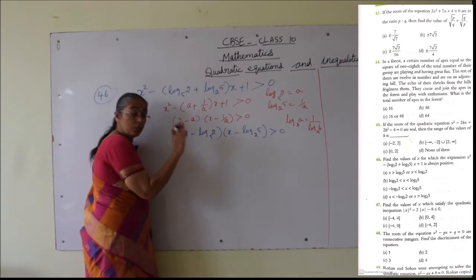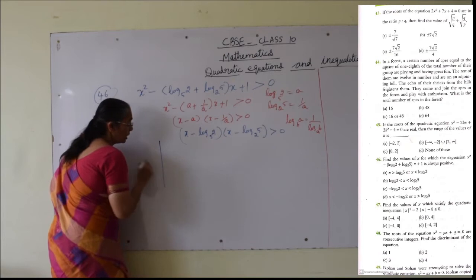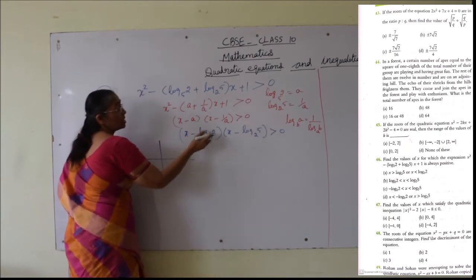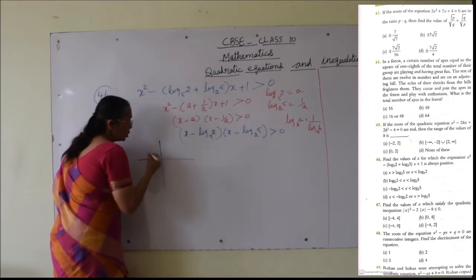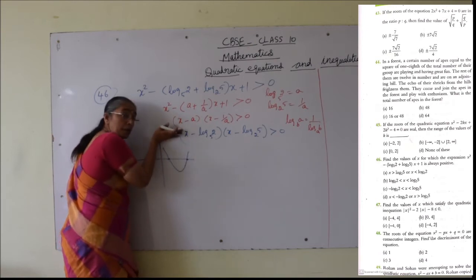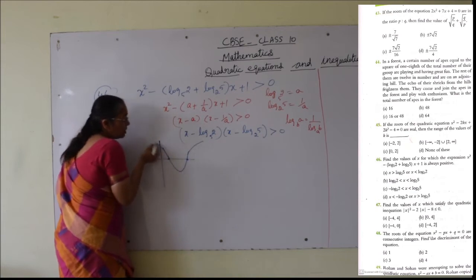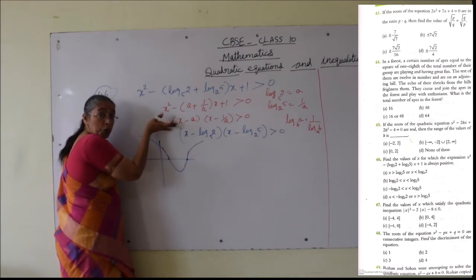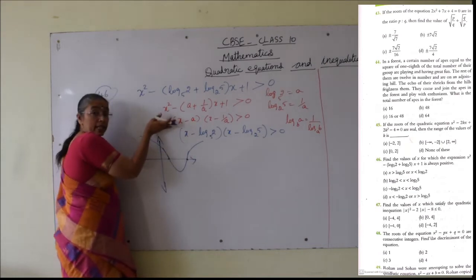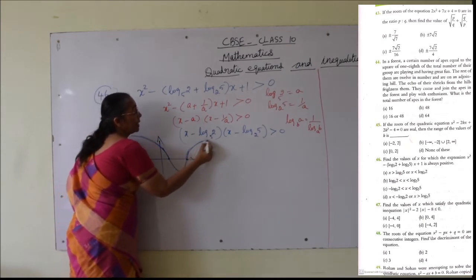When we sketch the graph of this one, there are two roots here. So, how will the graph be? Suppose these are the two roots, alpha and beta. So, it is like this. The graph is positive above the x-axis. It is positive for these values and these values. Where is the graph positive? When it is above the x-axis. So, x takes values less than alpha and greater than beta.